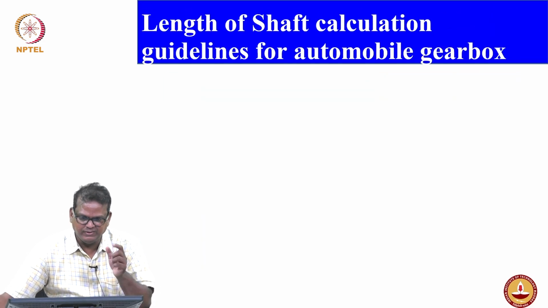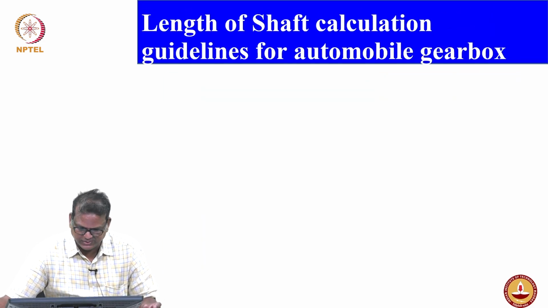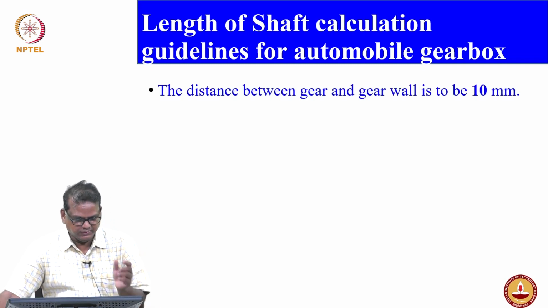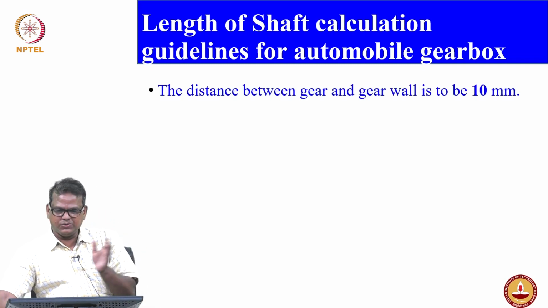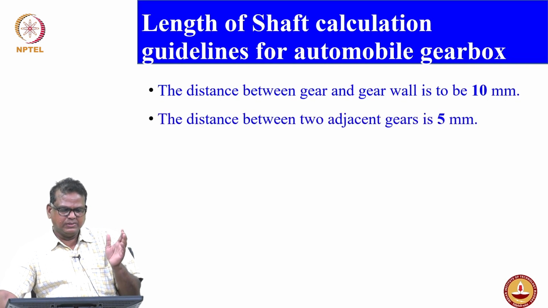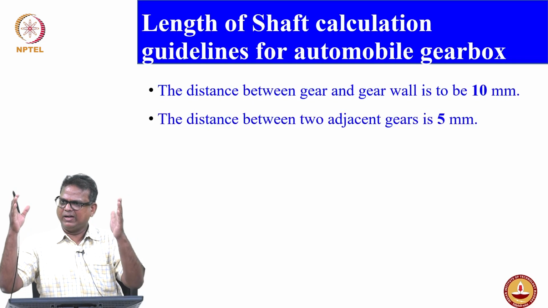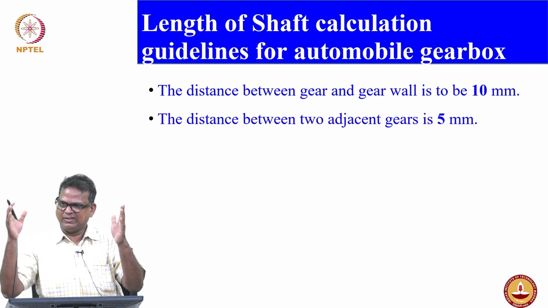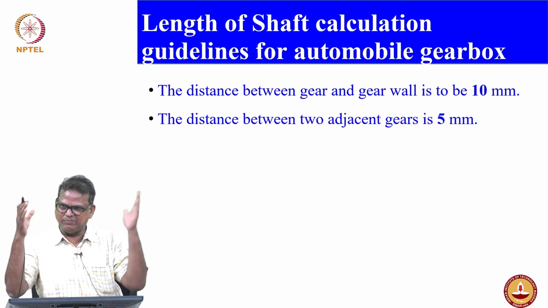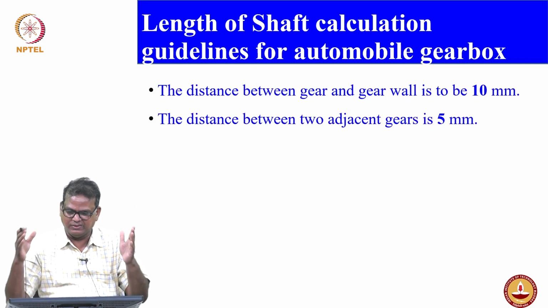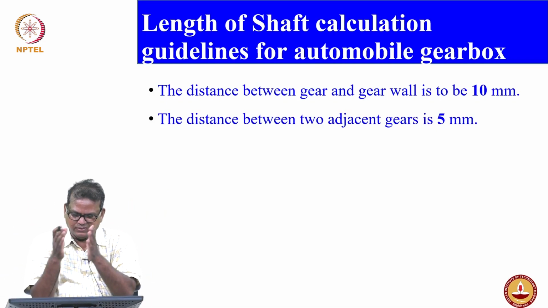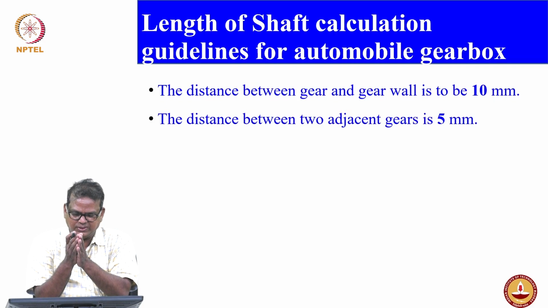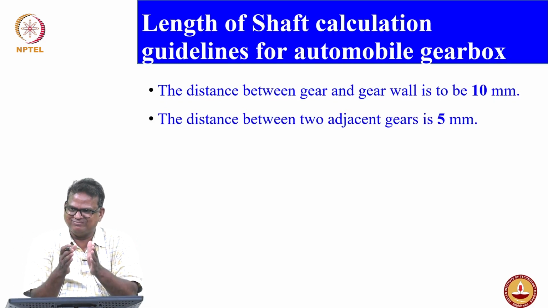Right. Very importantly, the length of the shaft calculation is just for guidelines. The distance between the gear and the gearbox wall you should give as 10 mm. The distance between two adjacent gears you can give as 5 mm. Remember, I have shown the gearbox, right? Taken from the machine design section. You have seen it, right? So you have to maintain them very close so that the length can be reduced.